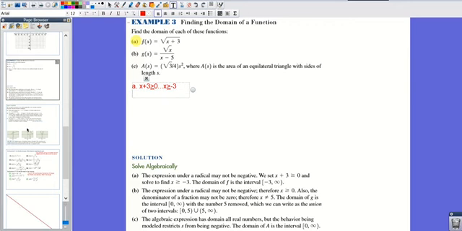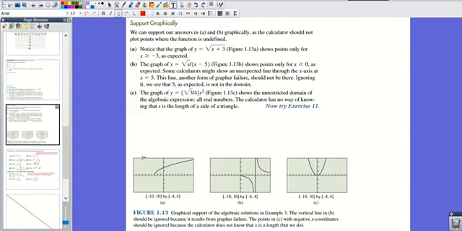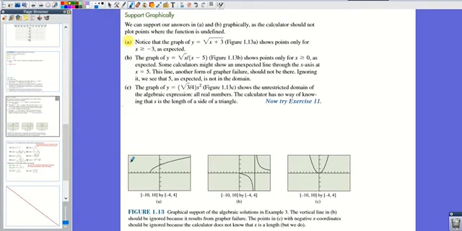And you can confirm that because if you look at the graph here, that's the graph for A. This is -3. And x, the domain, has to be greater than or equal to -3.